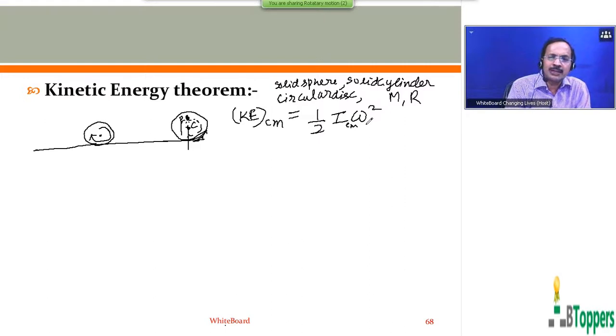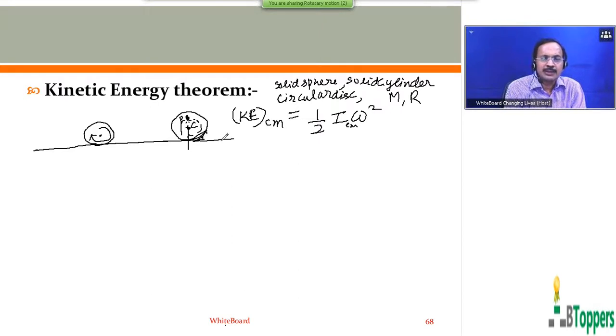Here I_CM is the moment of inertia of the rolling body about the axis passing through its center of mass. That means I_CM is the moment of inertia of the rolling body about the horizontal axis passing through the center of mass of the rolling body, and the axis is parallel to the surface on which the body rolls.